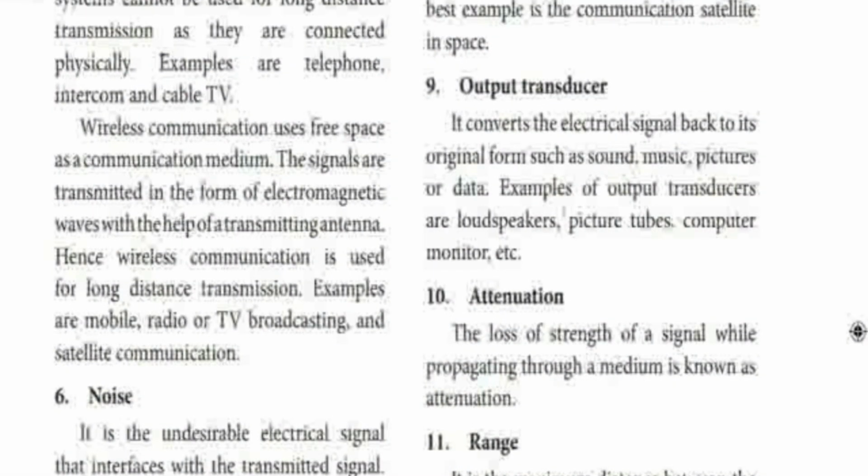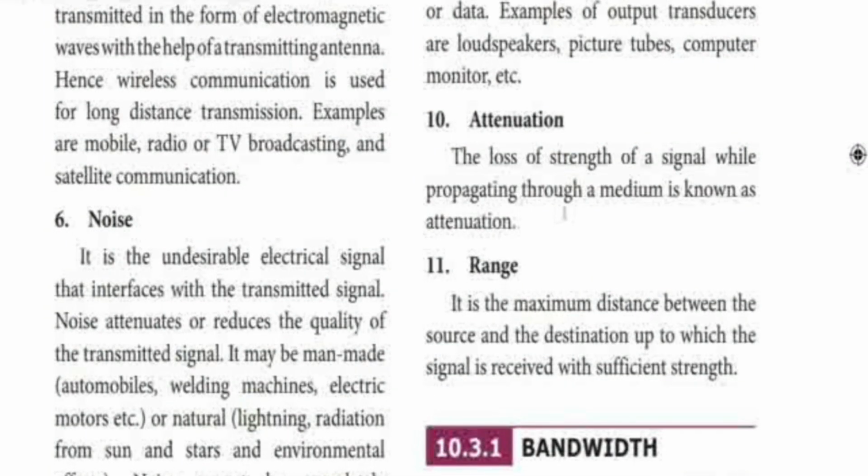Then, attenuation. That means loss of energy. When the signal is transmitted over a very long distance, definitely a small part of the energy is lost. That is, the signal strength is decreased. It's called the attenuation. Then the last one is the range.